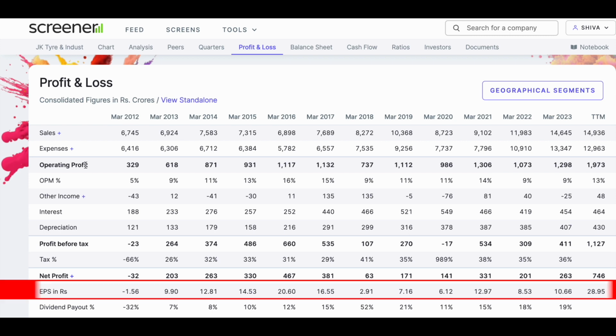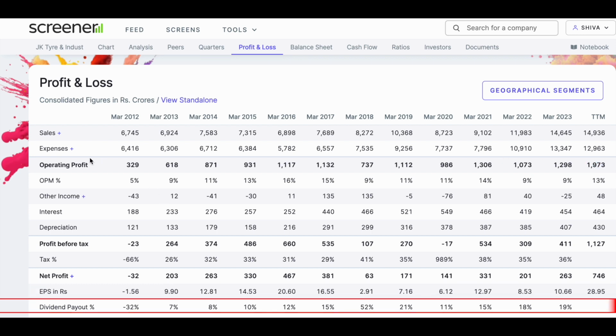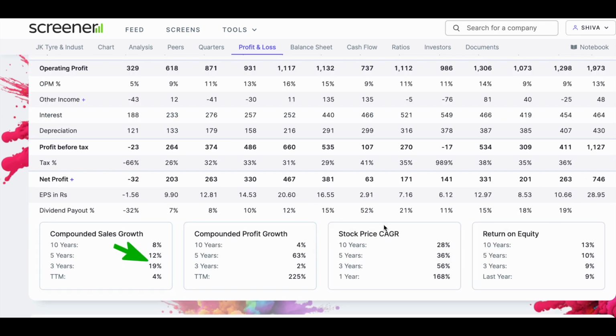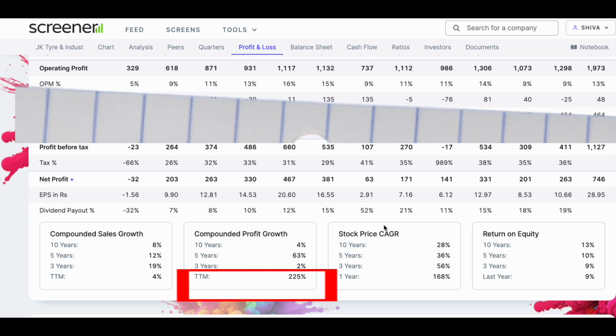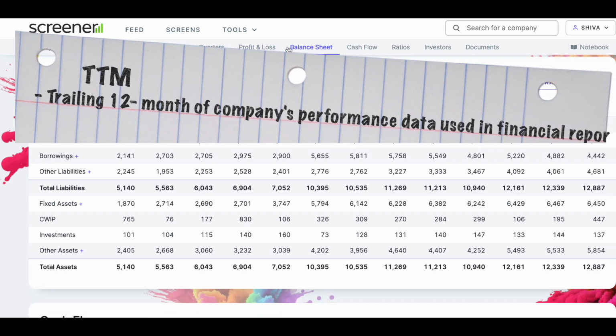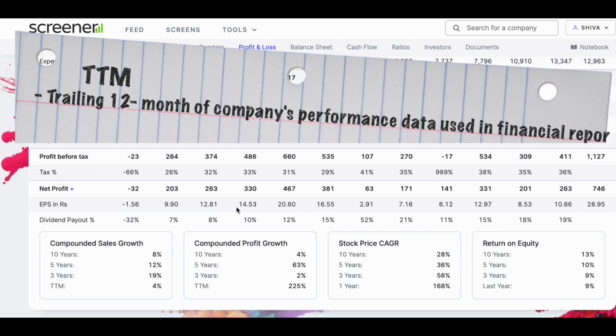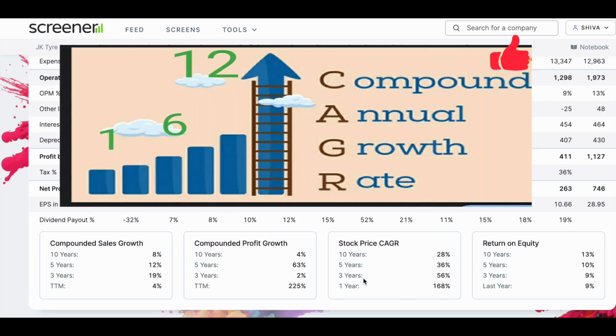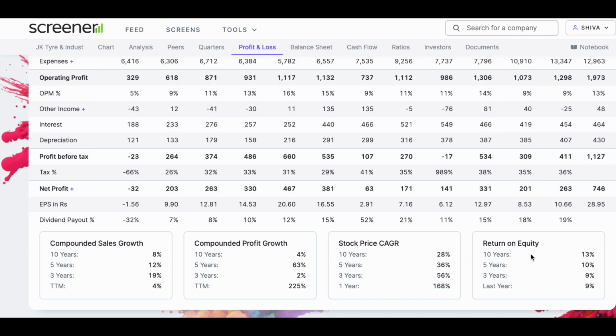That's the reason people left by taking profits on this firm. Maintaining healthy dividend payouts of 19%. Here we can see compound sales growth is high in the third year, which is 19%, and 12% in 5 years, and compounded profit growth TTM, trailing 12 months, is 225%, comparatively higher than its sales. And CAGR, which represents compound annual growth rate on a yearly basis, is 168%. Giving an average return on equity of 9%.